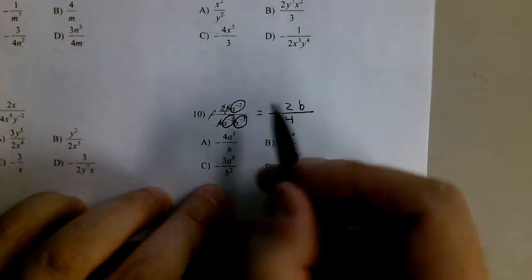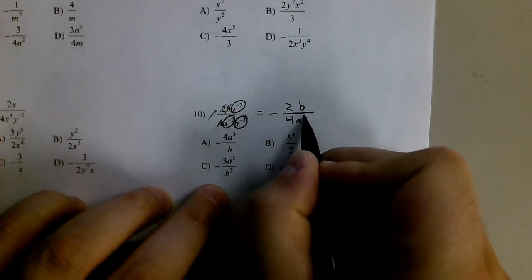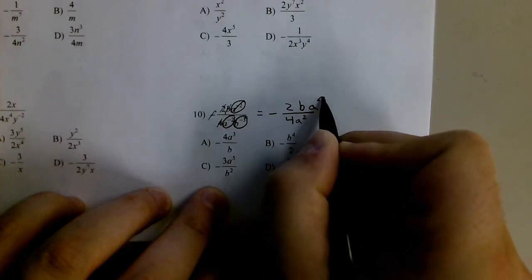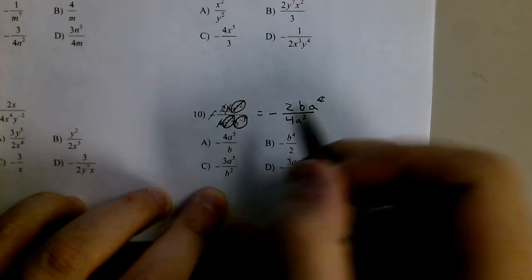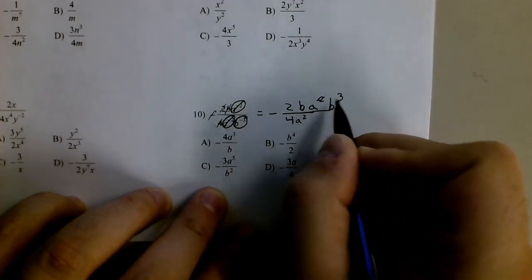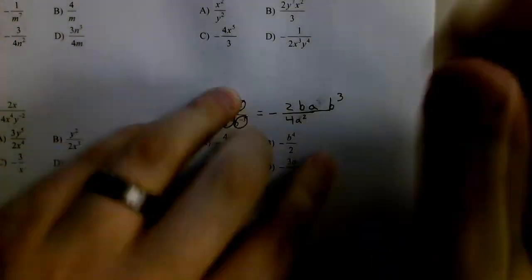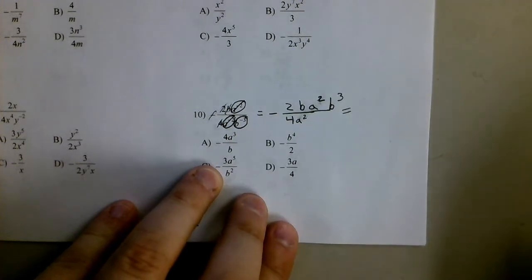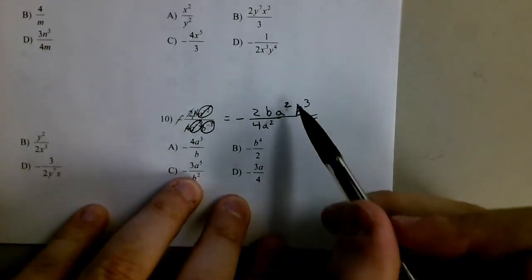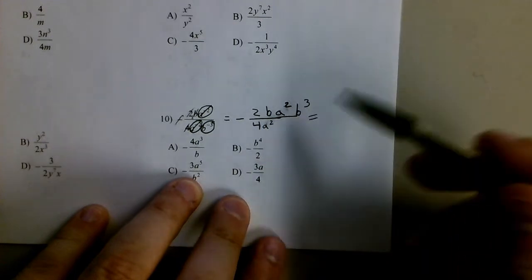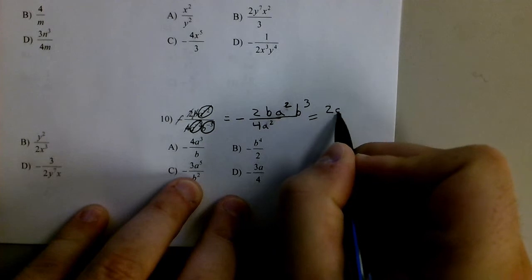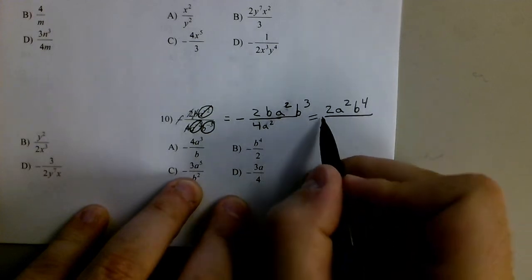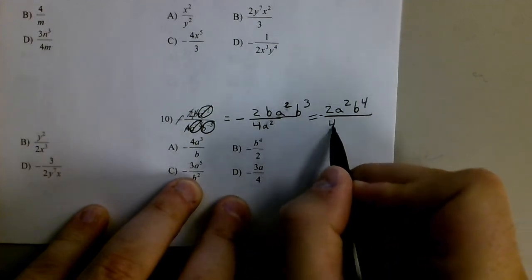Now I'm going to start changing sides. So this a to the negative 2 goes to the bottom and becomes positive 2. This a to the negative 2 goes to the top and becomes a positive 2. This b to the negative third goes to the top and becomes a positive. I'm going to go ahead and erase that. Okay. So now we've moved all our negatives. So now I'm going to simplify the top, simplify the bottom, then simplify between. So on top, I've got 2a squared b to the fourth. And then on the bottom, I've got 4a squared.